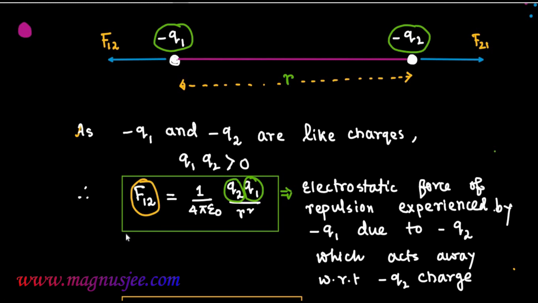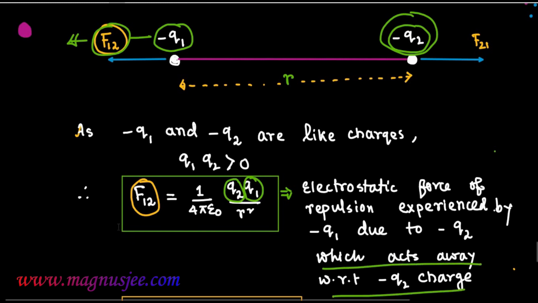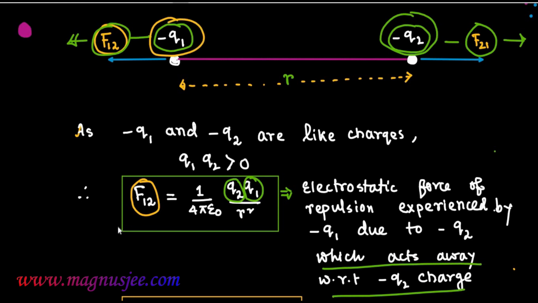So F12 is the electrostatic force of repulsion which acts towards left, away with respect to the other charge minus q2. Here the electrostatic force of repulsion F21 acts towards right, away with respect to the other charge minus q1.